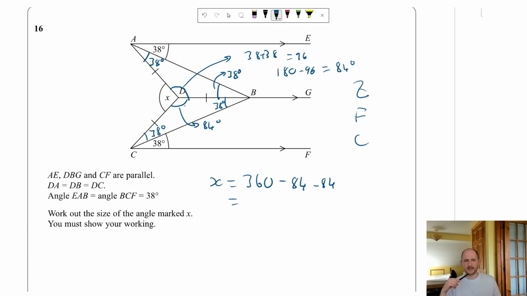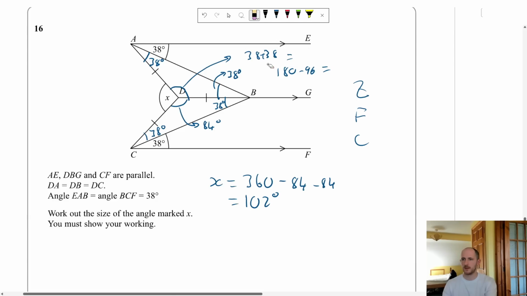Yes, 168. So that'd be 102. 102. Cool, that should be it. That should be 76. Sorry, hang on one sec. 76. 104.